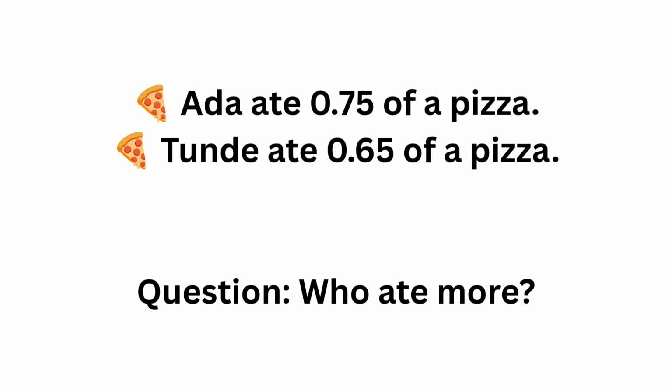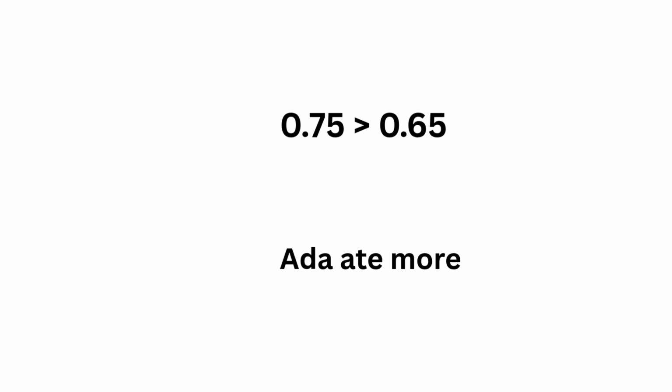So Ada ate 0.75 of a pizza. Tunde ate 0.65 of a pizza. Now, I know you are interested in this because of pizza, right? The question is, who ate more? Since you like pizza, you should be able to tell me who ate more. Is it Ada or Tunde? Ada ate more pizza than Tunde because 0.75 is greater than 0.65. So Ada is the answer.